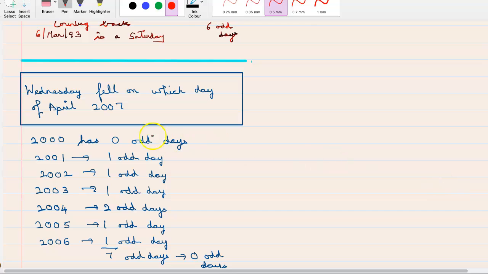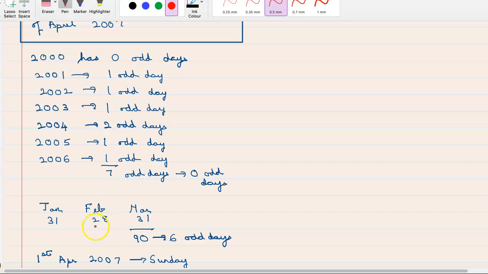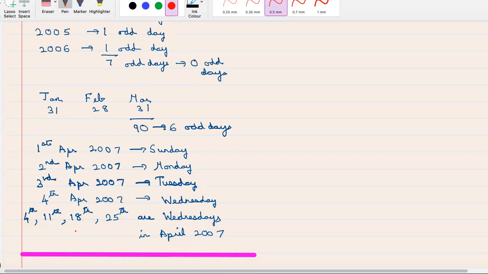Now Wednesday fell on which day of April 2007? 2000 has 0 odd days because we saw every 400 years the odd days is 0. 2001 has 1 odd day, 2002 1, 2003 1 odd day, 2004 is a leap year so it has 2 odd days, 2005 has 1 odd day, 2006 has 1 odd day. So up to 2006 you have 7 odd days, that is technically 0 odd days. Now going up to April, Jan has 31 days, February has 28 days, March has 31 days because we are in 2007 which is not a leap year, that is 90. So we have 6 odd days.